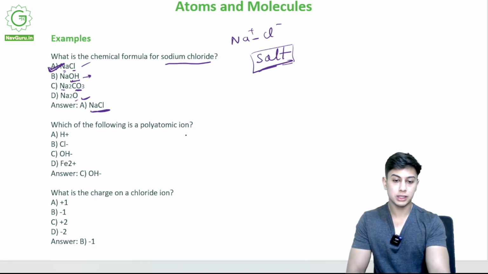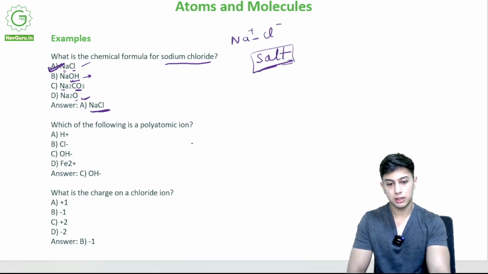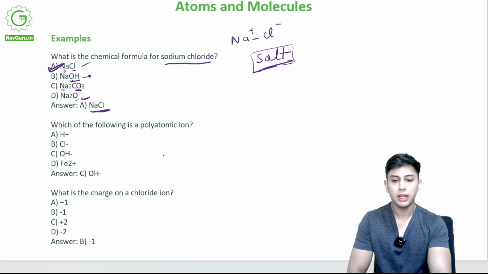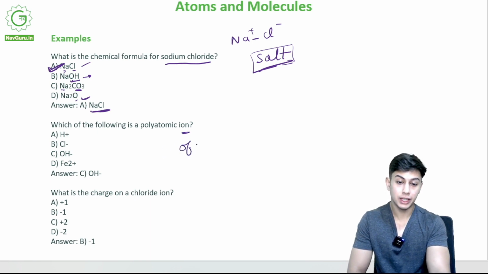Which of the following is a polyatomic ion? Many atoms making an ion. Polyatomic means of different elements.